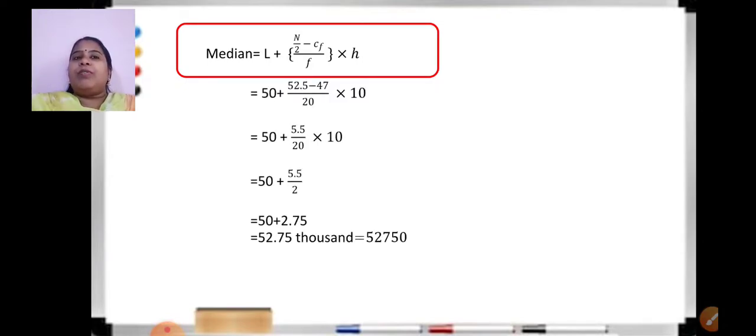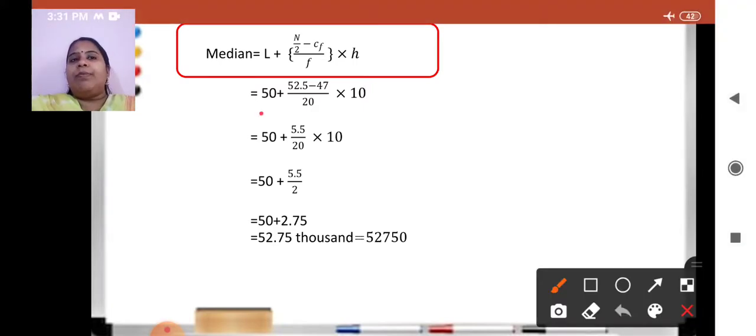Now substitute the values. 50 was the lower limit as I have shown you in the table. 52.5 we have calculated as N upon 2. CF I have shown you that is 47, and F is 20, into width or h, which is 10. Now 52.5 minus 47 is 5.5. Next step, this 0 and the 0 can be cancelled. So it comes to 5.5 upon 2.